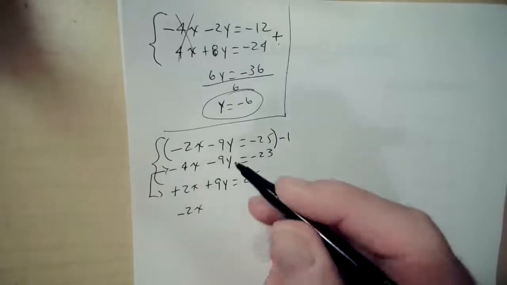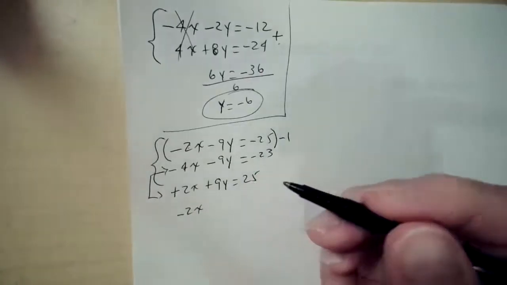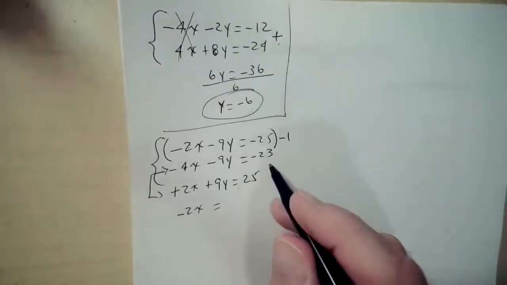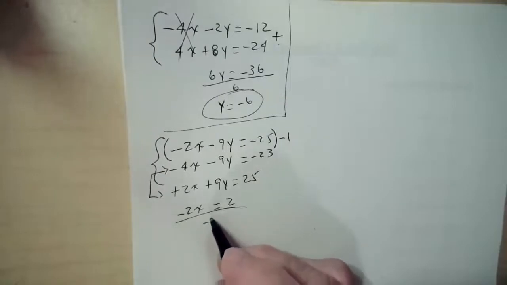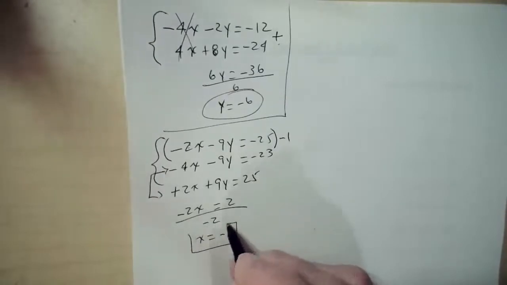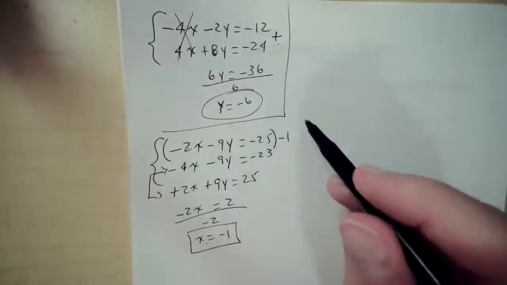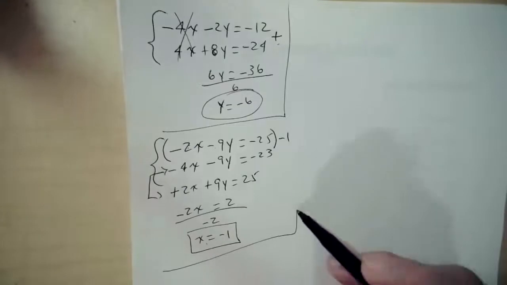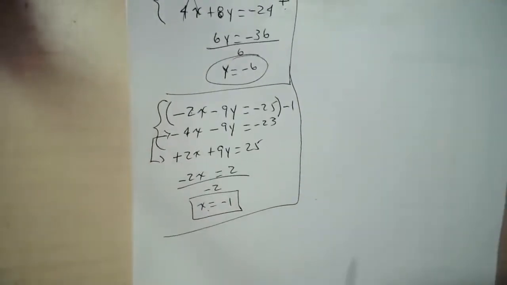So negative 4x plus 2x is a negative 2x. Negative 9y plus 9y is 0. It's gone. It's eliminated. Equals 25 minus 23 is a positive 2. Divide by negative 2. X is negative 1. Now, in order to find the y, you need to plug this into one of these equations or the other and solve.